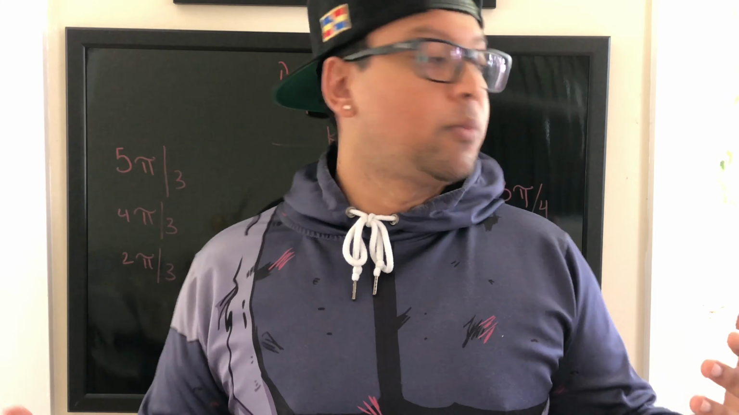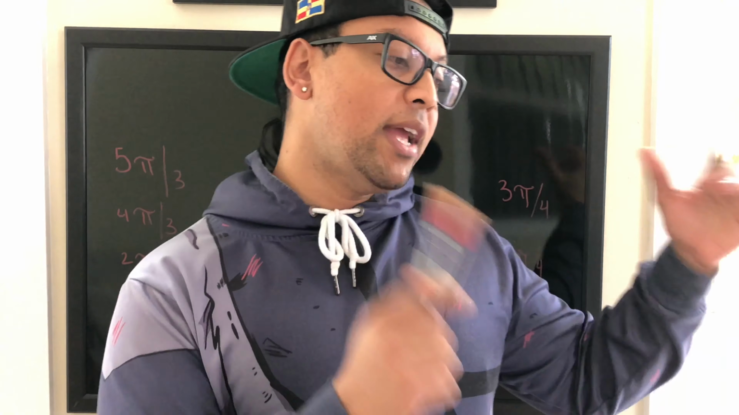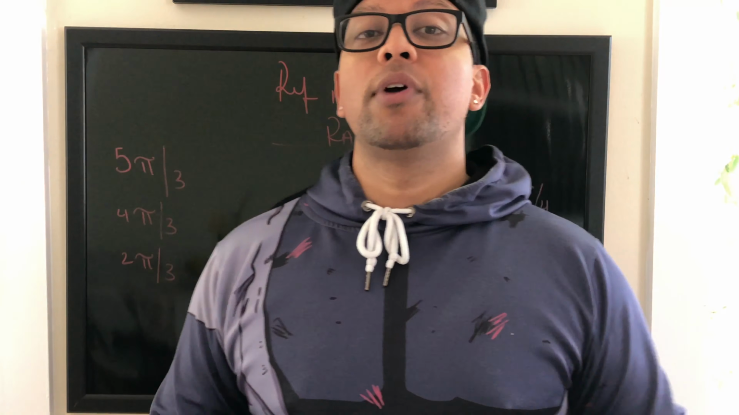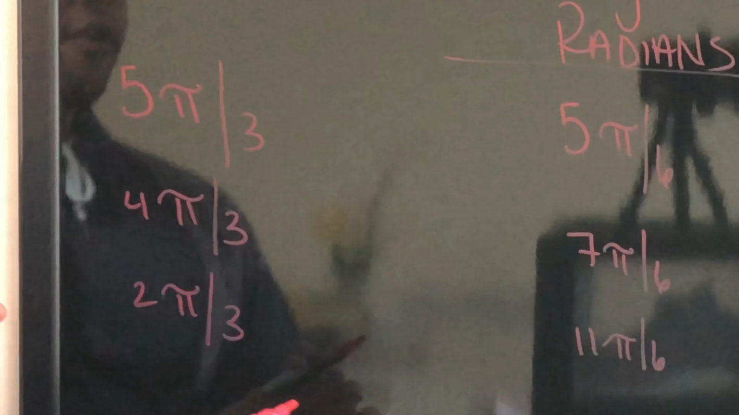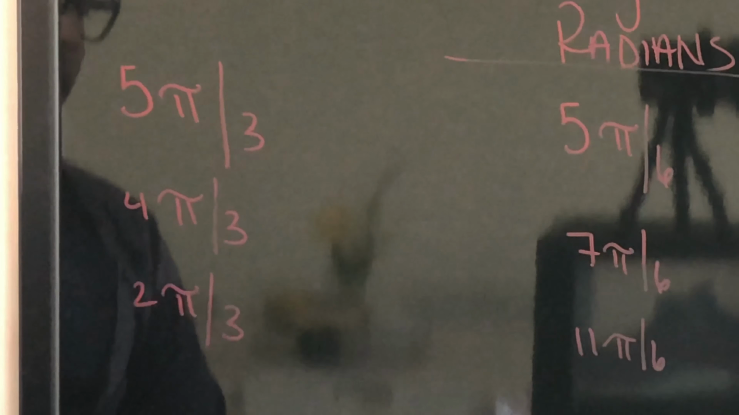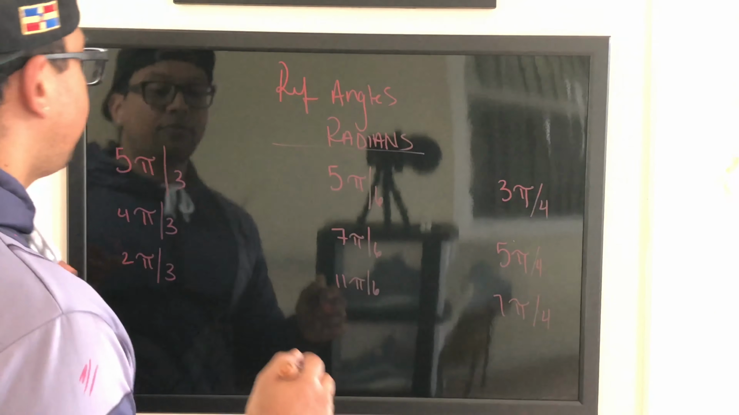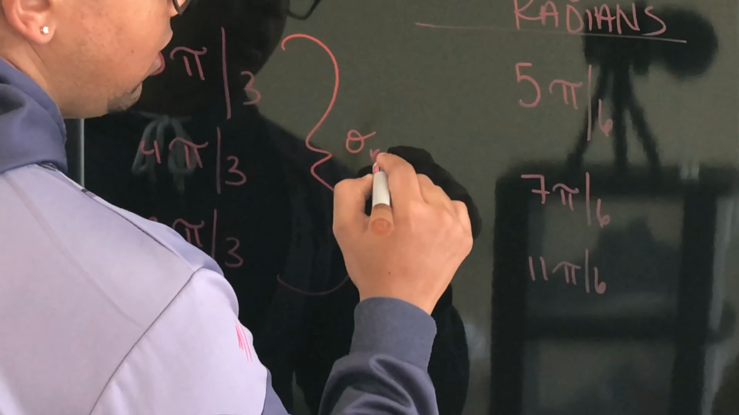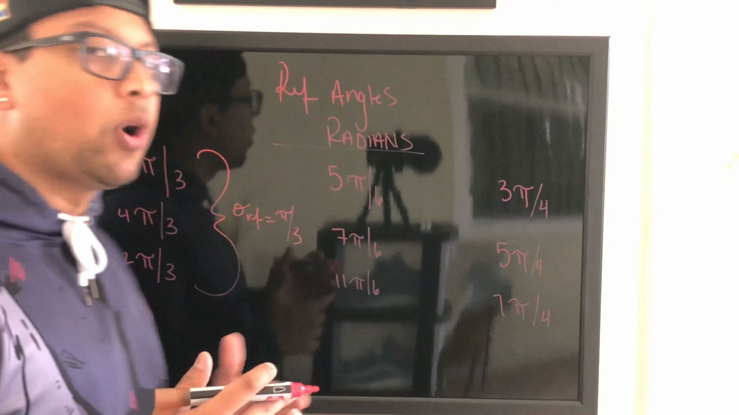Where's my marker at? All right, back to the moment at hand. Like I said before, we're gonna worry about reference angles, converting them from radians to degrees, solving, and converting back to a radian. The first set of radians you gotta worry about are these. You're gonna have 5 pi over 3, 4 pi over 3, 2 pi over 3. What do they have in common? Pi over 3. So all of these have a reference angle of pi over 3. It just happens to work out that way.